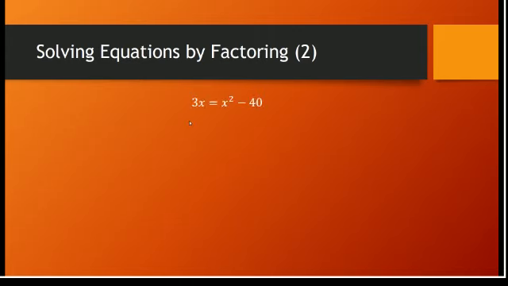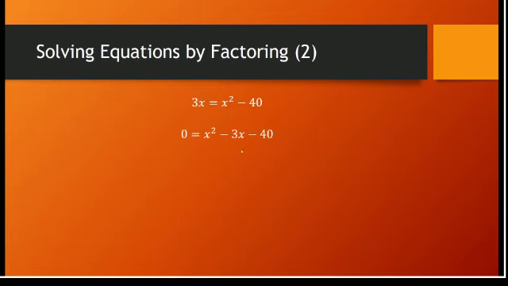Let's try another example. 3x equals x squared minus 40. Notice it's not equal to 0 already. I must make it equal to 0. In this case, I'll subtract the 3x from both sides. So I get 0 equals x squared minus 3x minus 40. Has to have 0 on the other side in order to use the zero product property. So my factoring, the original one, is not going to help me because it's not equal to 0.